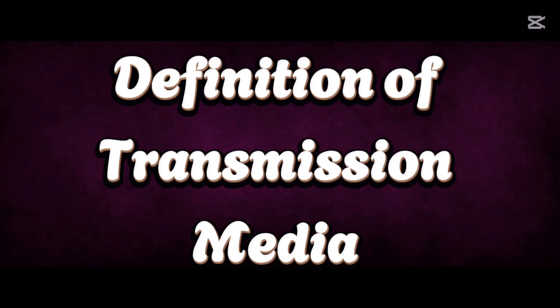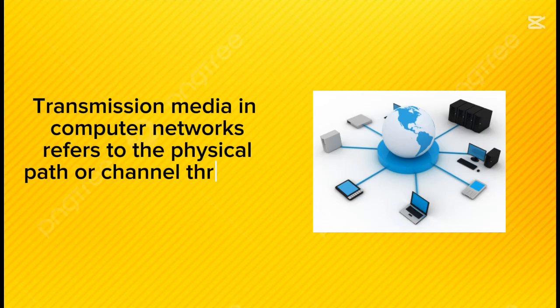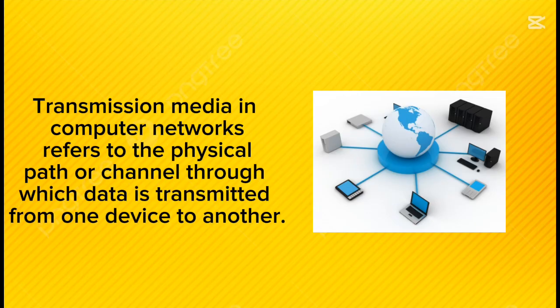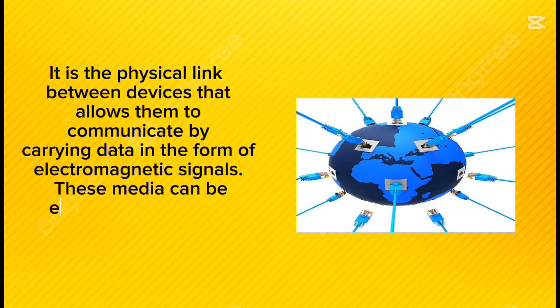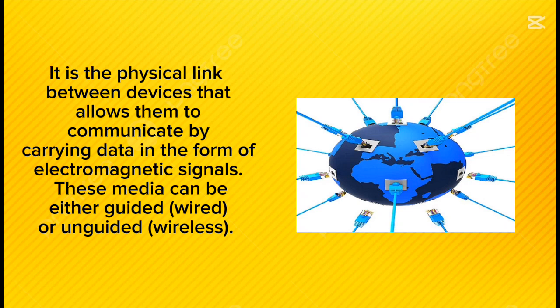First we see the definition of transmission media. Transmission media in computer networks refers to the physical path or channel through which data is transmitted from one device to another. It is the physical link between devices that allows them to communicate by carrying data in the form of electromagnetic signals. These media can be either guided (wired) or unguided (wireless).